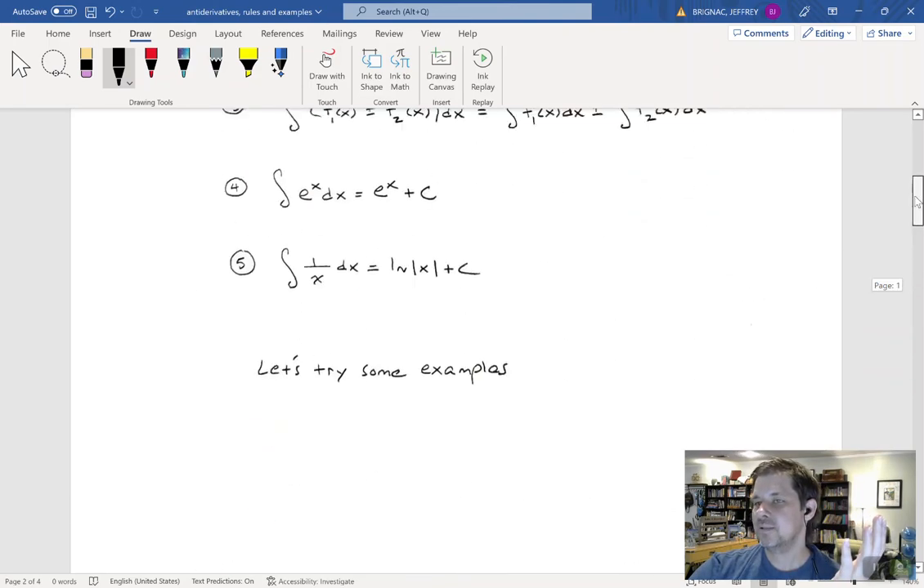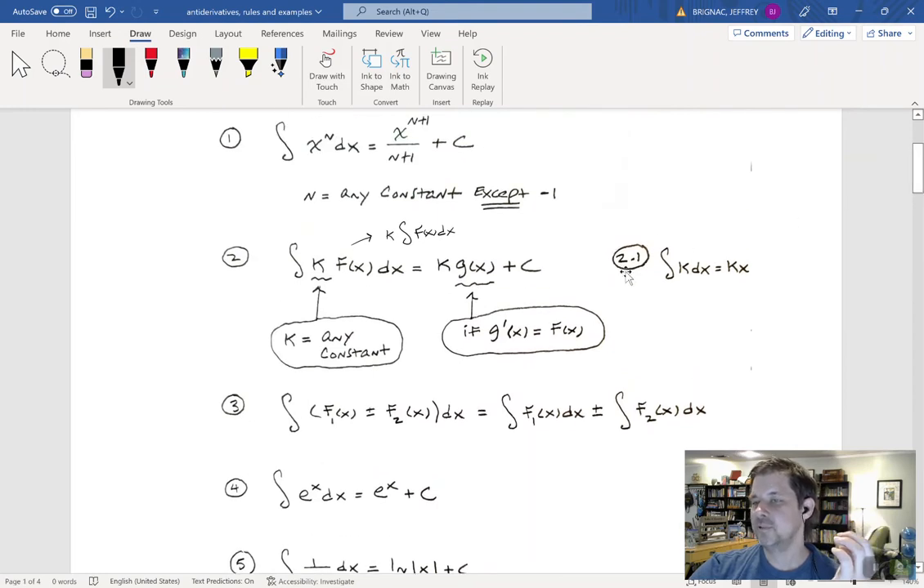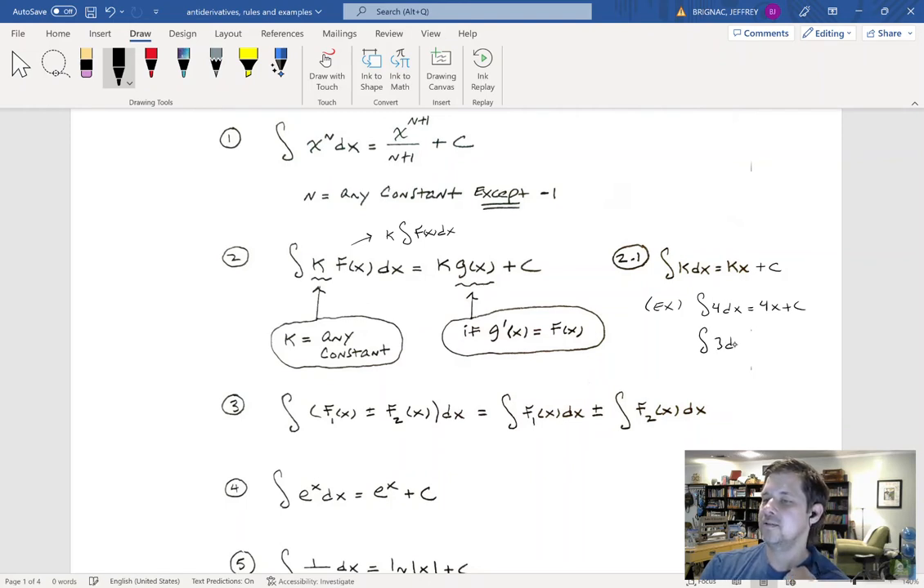So let's see. Is there another rule for that? Yes. Rule 2.1. The antiderivative of any constant is going to be that constant times x plus c. Why is that? Well, the derivative of k times x is k. So, a quick example. The antiderivative of 4 dx is 4x plus c. See how that works? The derivative of 4x is 4. Antiderivative of 3 dt is 3t plus c. And the derivative of 3t is 3.